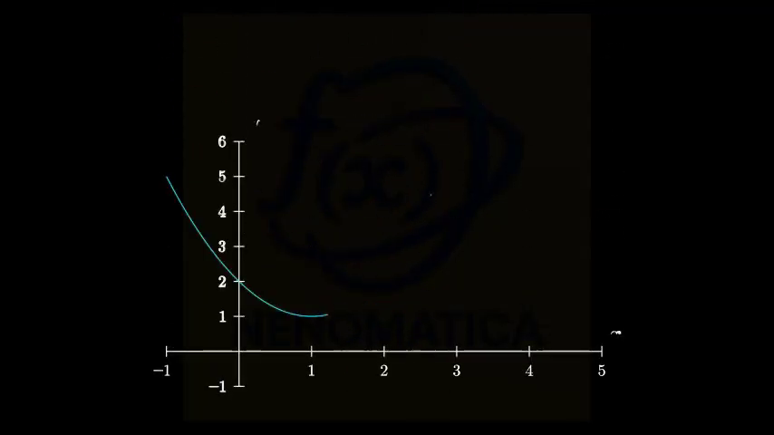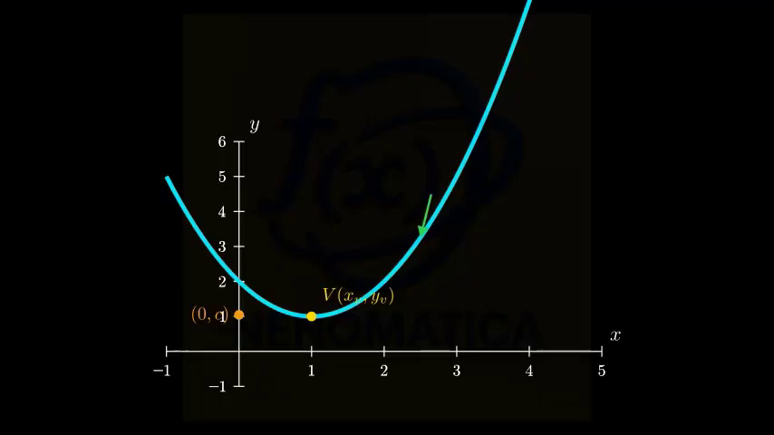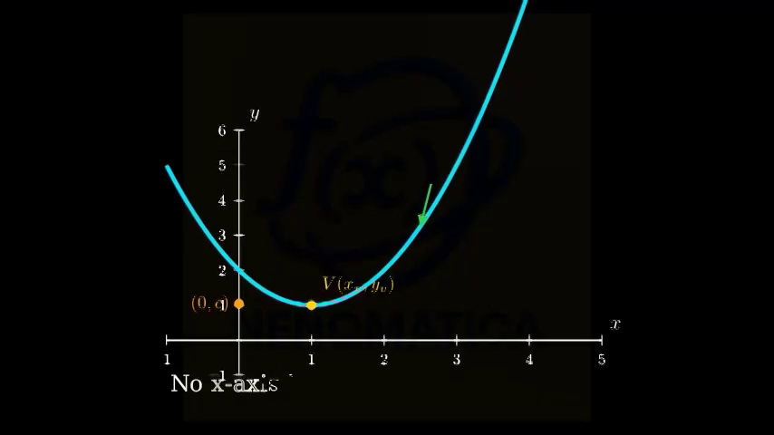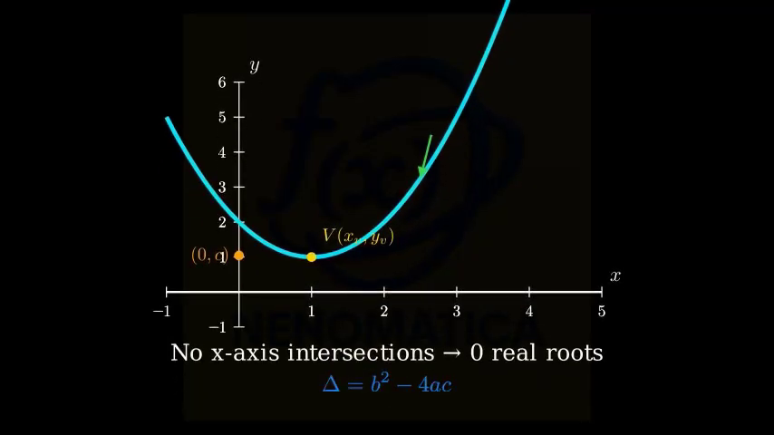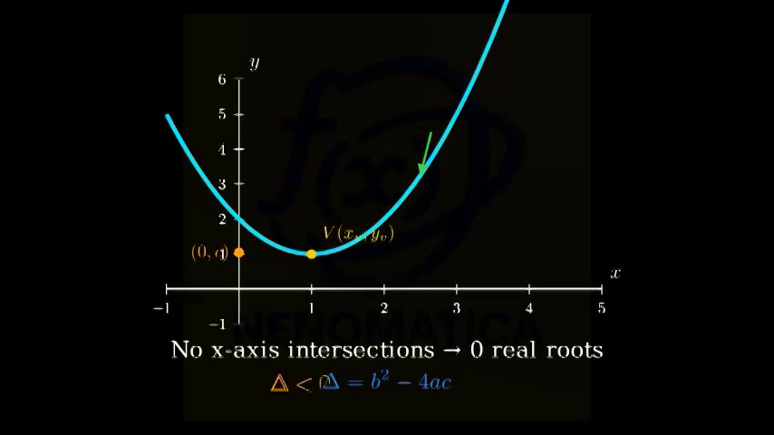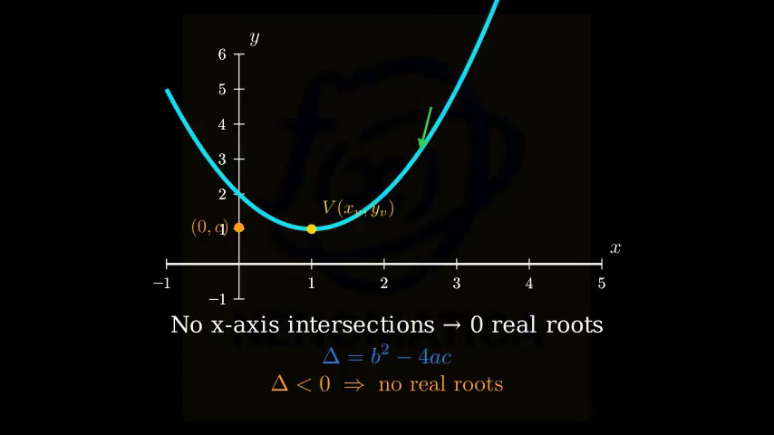Step 4. The number of real roots of ax squared plus bx plus c equals 0. If the parabola does not cross the x-axis, then there are no real solutions. Algebraically, we use the discriminant delta equals b squared minus 4ac. When delta is less than 0, there are no real roots. In our diagram, delta is less than 0.